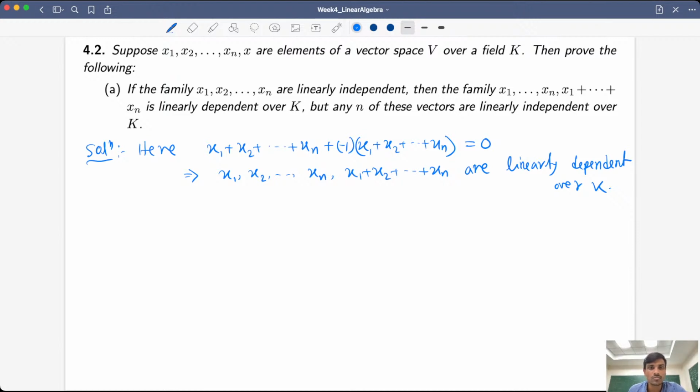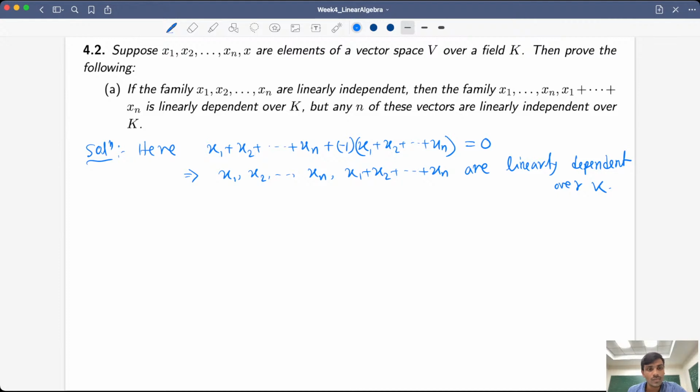There are n plus 1 vectors, but you are asked to take only n vectors from them, so you need to delete one of the vectors. There are only n plus 1 choices: I can delete x1, or x2, or xn, or x1 plus x2 plus ... plus xn. If I delete the sum x1 plus x2 plus ... plus xn, then x1, x2, ..., xn are already linearly independent by the condition.